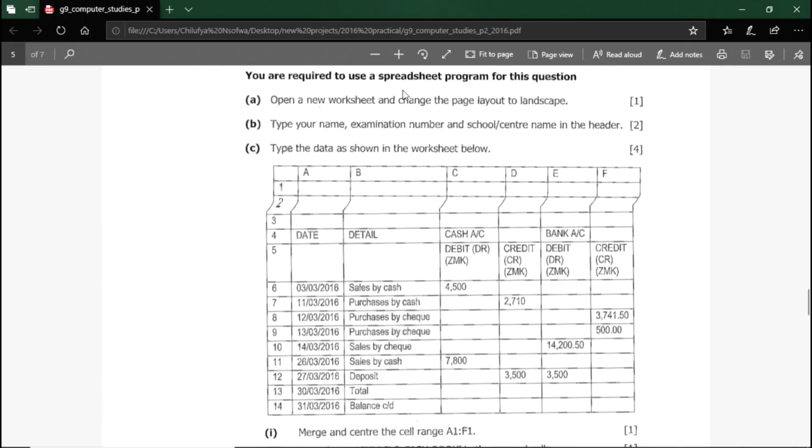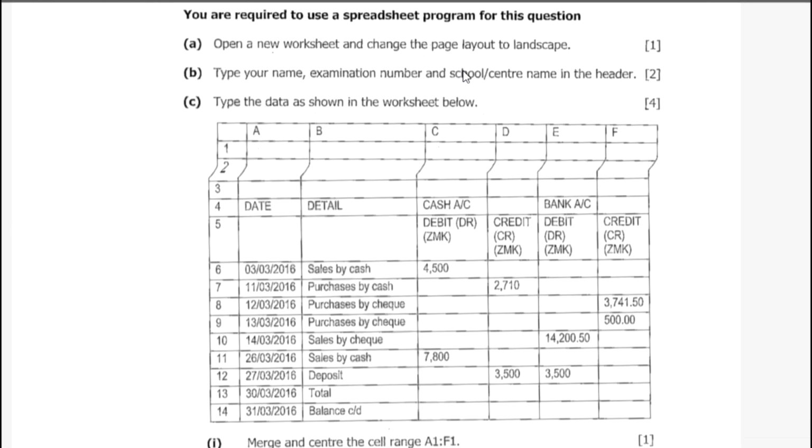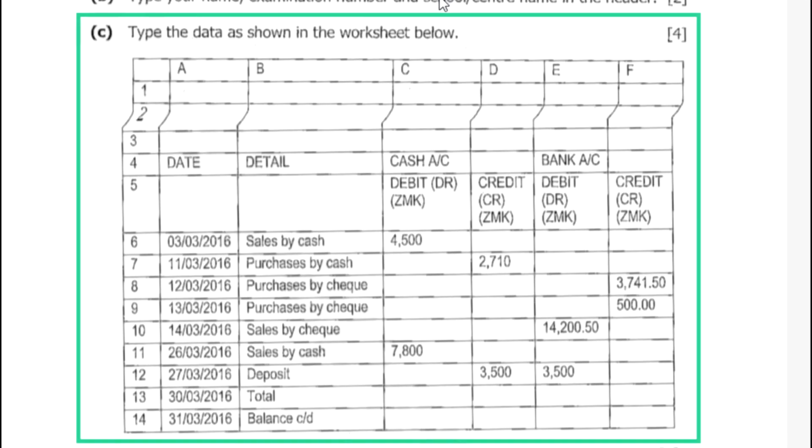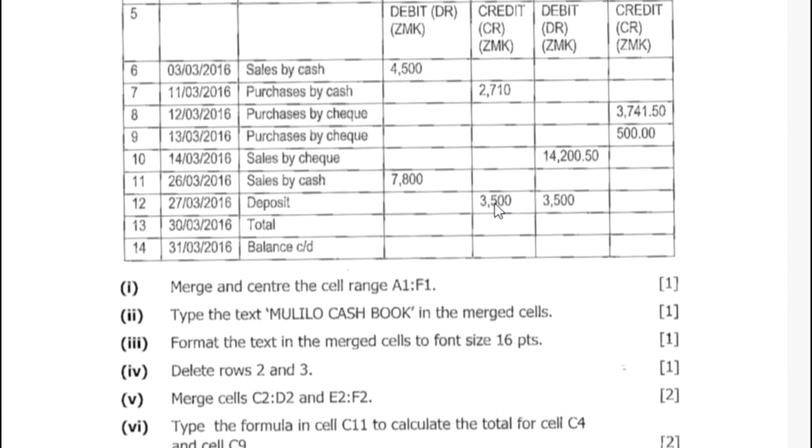Let us go back to the questions. What have we been told? We have been told to type the data as shown in the worksheet below. As you can see, this carries 4 marks because this is a ginormous table.